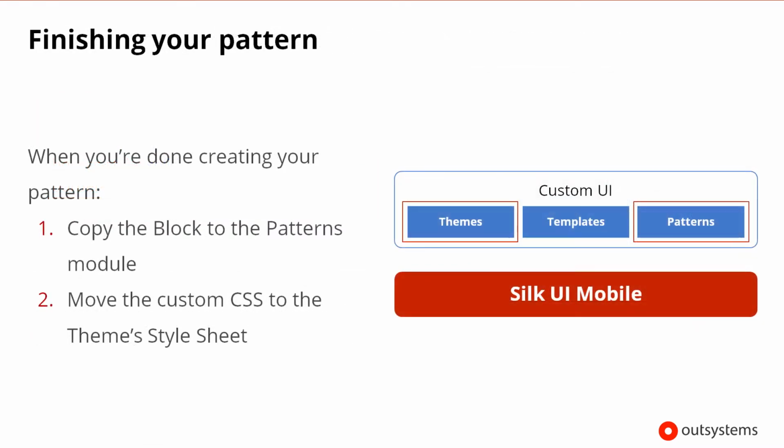When you're done creating your pattern, there are two final things that you should consider. First, since the pattern was created in a new application, copy the block to the Patterns module. Then, the custom CSS should be moved to the theme style sheet, which is in its own module. The Patterns module should only have the blocks with the pattern structure and no other elements. An exception is the preview-only CSS definitions, such as the ones with the Service Studio vendor prefix.